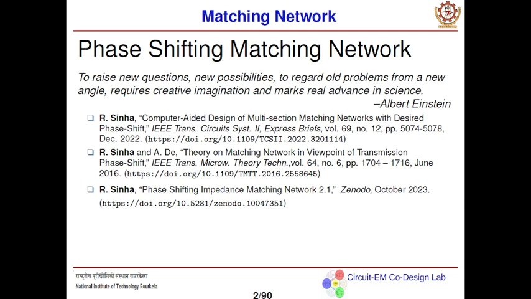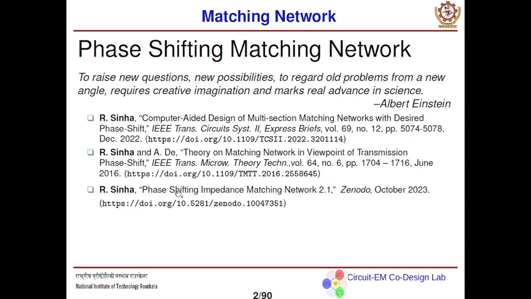Matching networks have been known for several years and are well known to RF and microwave engineers. However, the concept of including phase shift in the design of matching networks was not there. So in the following paper, I introduced the concept of including phase shift in the design of matching networks.